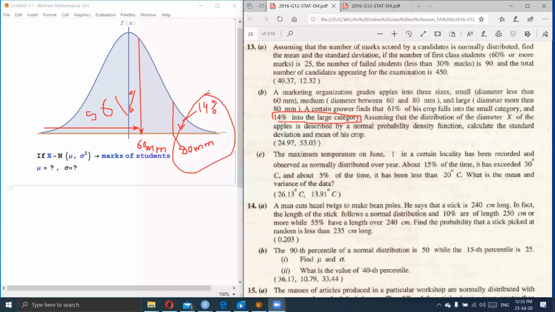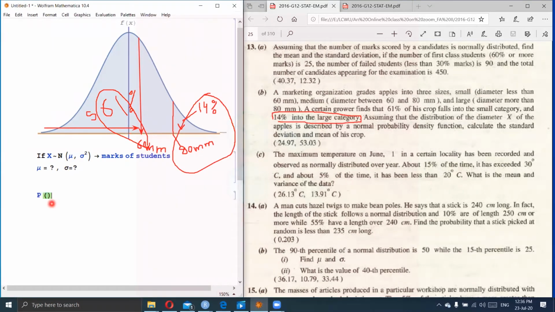By using the information 14% and 80 mm, we will construct one equation, and by using 60 and 61%, we will construct one more equation, and using these two equations we can find the value of mean and standard deviation.